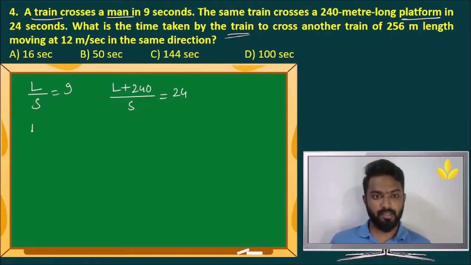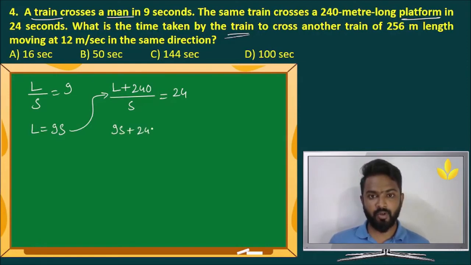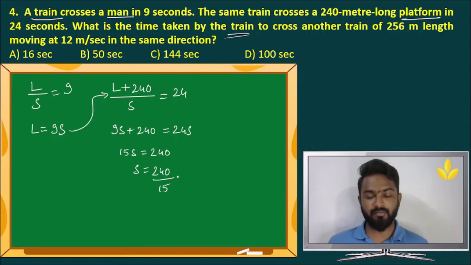Let's solve them. Length equals 9s. We substitute this over here, we get 9s plus 240 equals, s goes over here, becomes 24s. 24s minus 9s is nothing but 15s equals 240. S equals 240 divided by 15, that is nothing but 16 meters per second. So the speed of the train is 16 meters per second. Let's find the length of the train. Length of the train is nothing but 9 into 16, that is 144 meters.